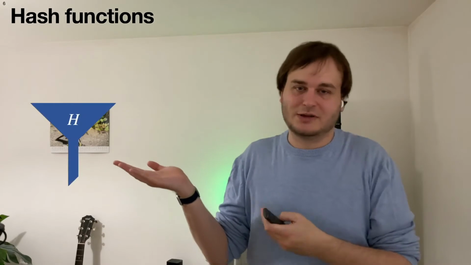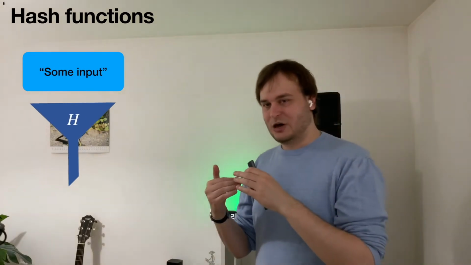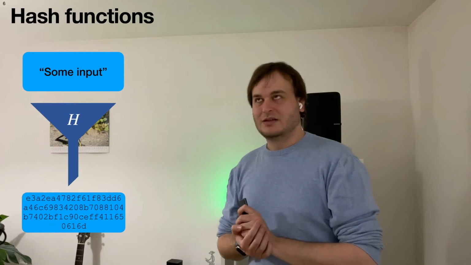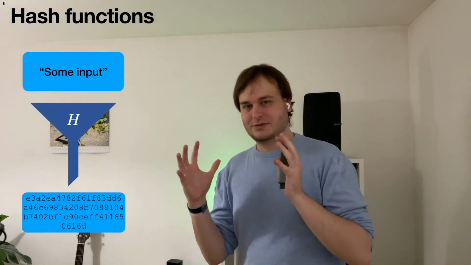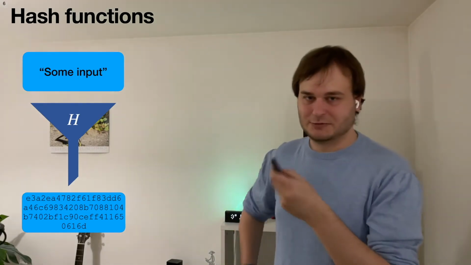A hash function is, well, a function, we call it h here. It takes some input, and it basically outputs some hash of this input. The hash looks really chaotic. One may say it kind of looks like a random bit string, and this is also what we will do next.